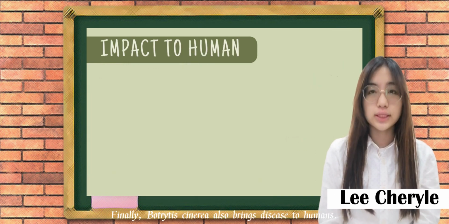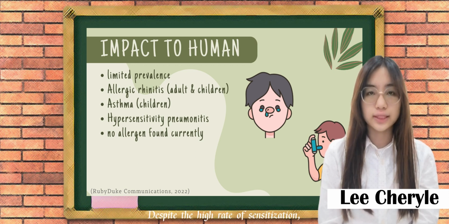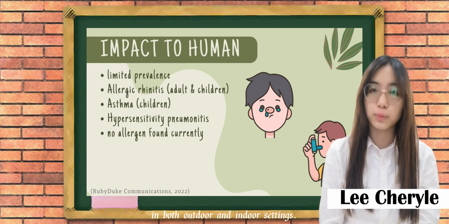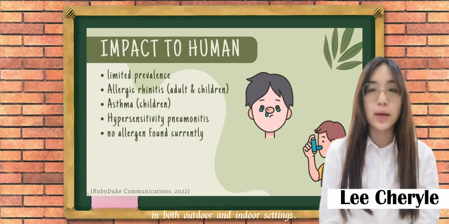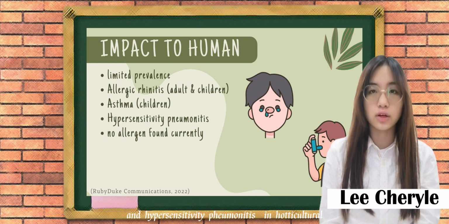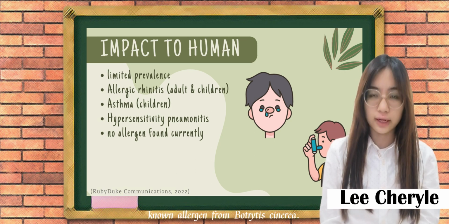Finally, Botrytis cinerea also brings disease to humans. Despite the high rate of sensitization, Botrytis cinerea has a limited prevalence in both outdoor and indoor settings. Botrytis cinerea causes allergic rhinitis in children and adults, asthma in children, and hypersensitivity pneumonitis in horticultural and viticultural situations. Besides, there is presently no known allergen from Botrytis cinerea.